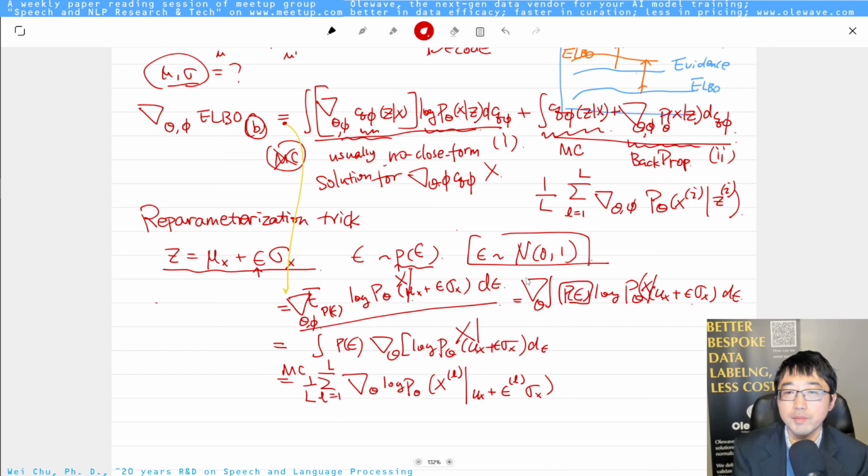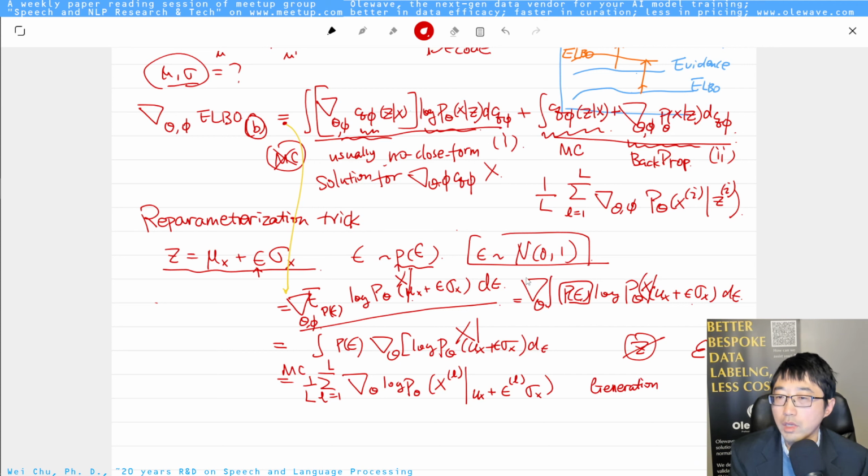So you can see by doing this, you can keep sampling not from Z. You no longer sample from Z, you start from epsilon. For each l, each sample, you just sample one, you get X, and you compute the derivative. How do you get the derivative? Because this thing is the decoder, right? It's a generation.